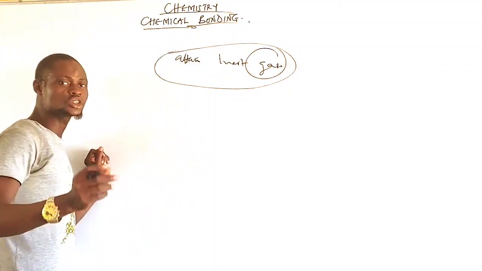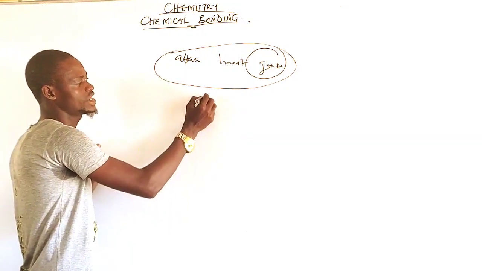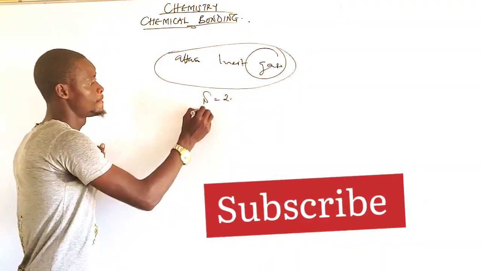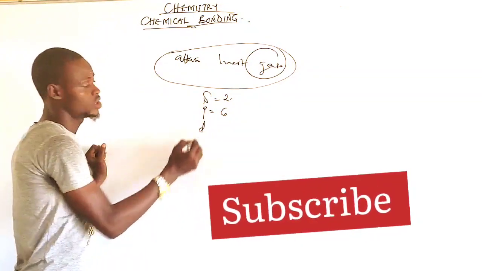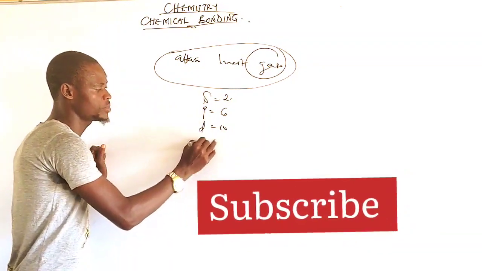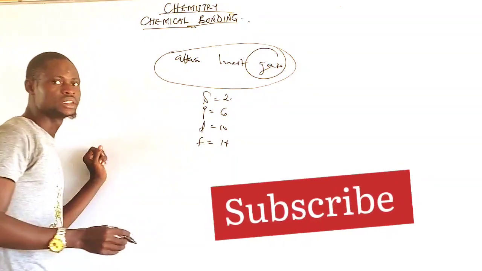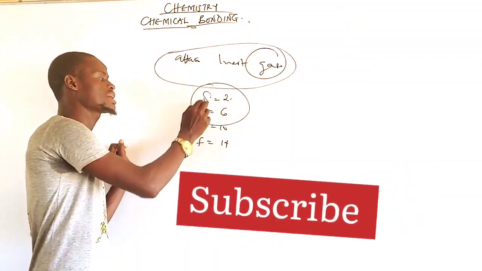Let me try to write the electronic configuration for you. Now, take a look at something. In electronic configuration, we believe that the s orbital can only occupy 2 electrons, the p orbital can occupy 6 electrons, the d orbital can occupy 10 electrons, and the f orbital can occupy 14 electrons.